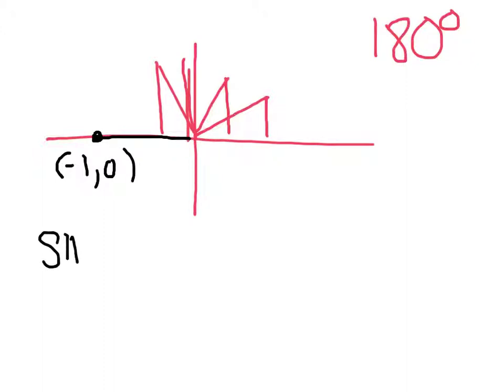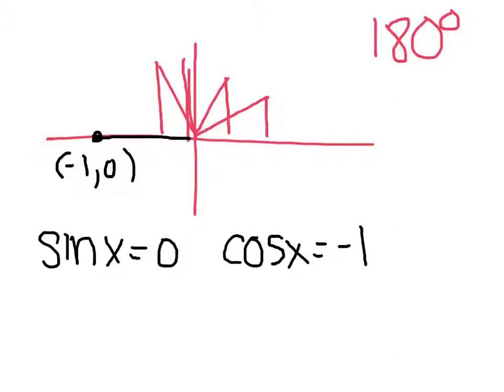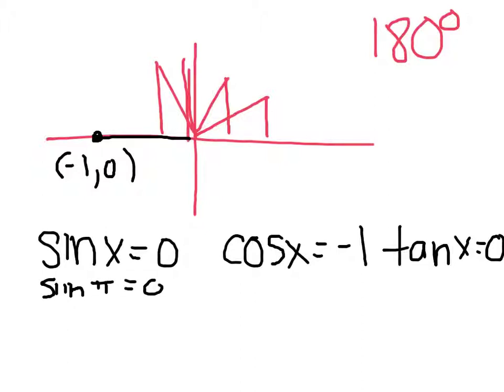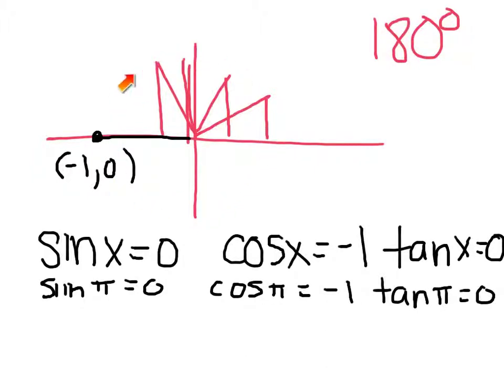And I know that my sine is my y value, and I know that my cosine is my x value, and I know that my tangent is y over x. So the sine of pi is 0, the cosine of pi is -1, and the tangent of pi is 0. And if you're wondering where the heck pi came from, remember, all the way around a circle is 2 pi, and so halfway around the circle, or 180 degrees, is pi.